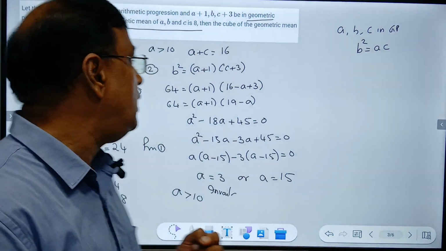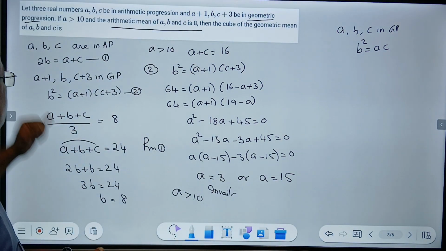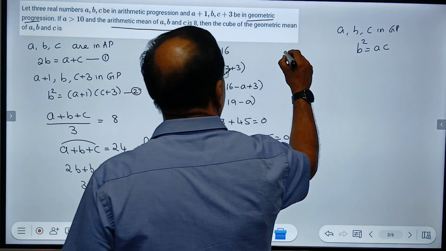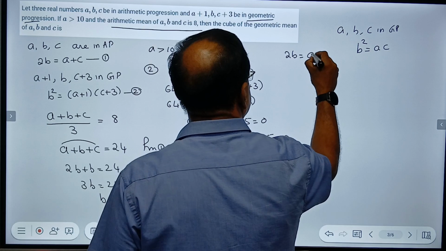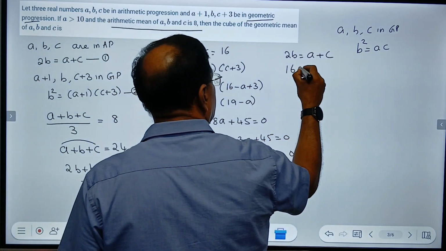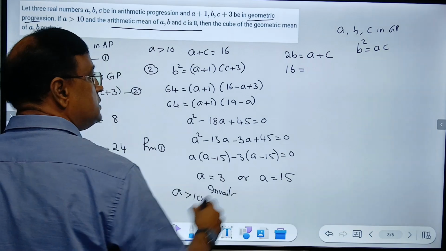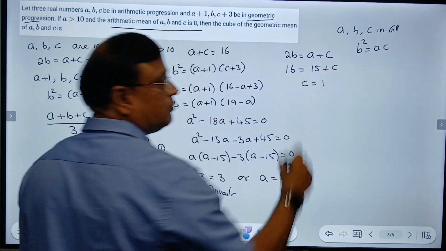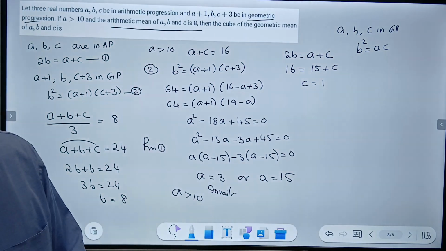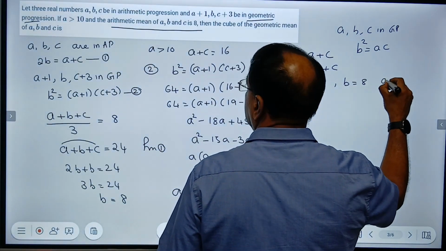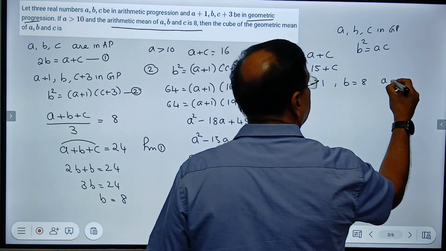Now, you have got the value of B, you got the value of A. Now, I want to find the value of C. So, you know 2B equal to A plus C. B is 8. So, therefore, 16 equal to A, which is 15, plus C. So, what is C? C is 1. So, I got all the values. C is 1, B is 8, and A is 15.